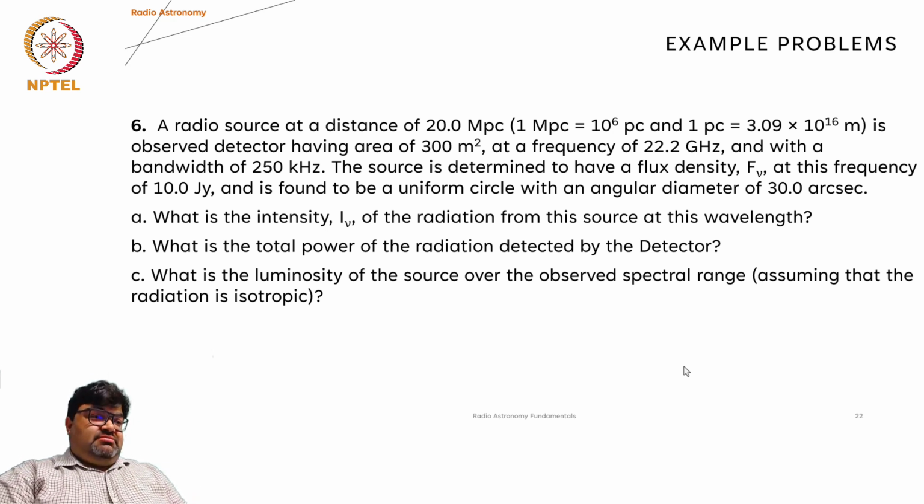The last example, and quite a large one, a radio source at a distance of 20 megaparsec. 1 megaparsec is 10 to the power 6 parsec, and 1 parsec is 3.09 10 to the power 16 meter. It is observed by a detector having area of 300 meters square at a frequency of 22 gigahertz with a bandwidth of 250 kilohertz. The source is determined to have a flux density F nu at this frequency of 10 Jansky, and is found to be of a uniform circle with an angular diameter of 30 arc seconds. So what is the intensity of the radiation from this source at this wavelength? What is the total power of the radiation detected by the detector? What is the luminosity of the source over the observed spectral range, assuming that the radiation is isotropic? So calculate I nu, power, and luminosity.